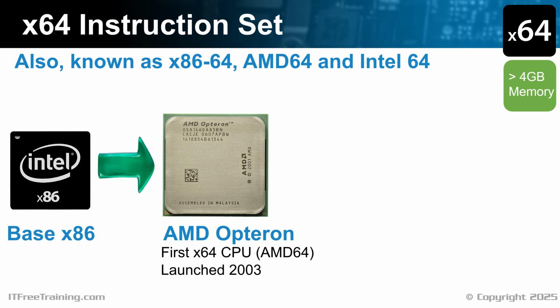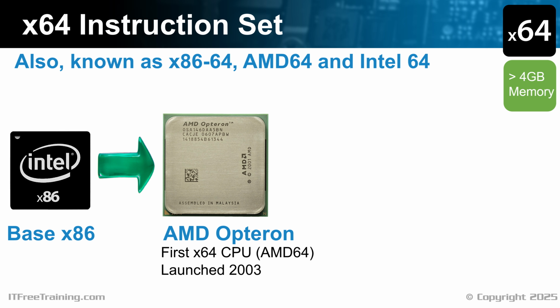Thus, the x64 instruction set is also known by a number of different names. It is also called x86-64, in reference to it being 64-bit. It is also known as AMD64 and Intel 64. All of these names refer to the same x64 instruction set, which is essentially an upgraded version of the x86 instruction set for 64-bit. The base instruction set remains the same for future CPUs.